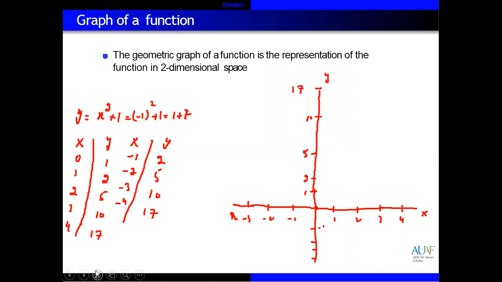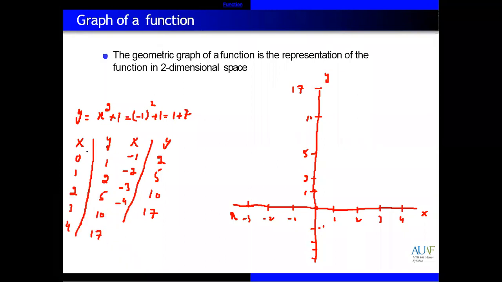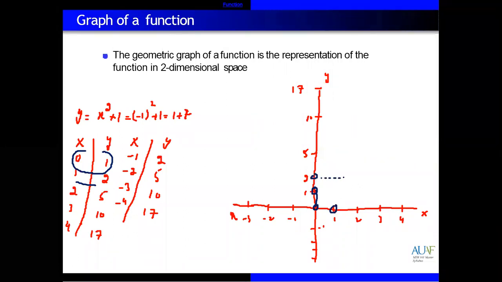Now starting from 0, x is 0, y value is 1. So if you start from x is equal to 0, first pair is 0 and 1. X is equal to 0, what is the value of y? So y is 1. Okay, this point. Joining these 2 points, 1 and 0. Next we have 1 with 2. X is 1, y is 2. X is equal to 1, what is the value of y? Y is 2. Joining these 2 points.